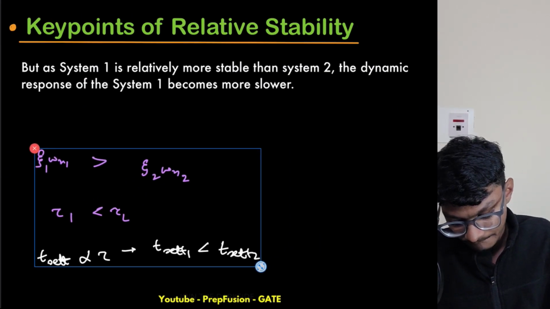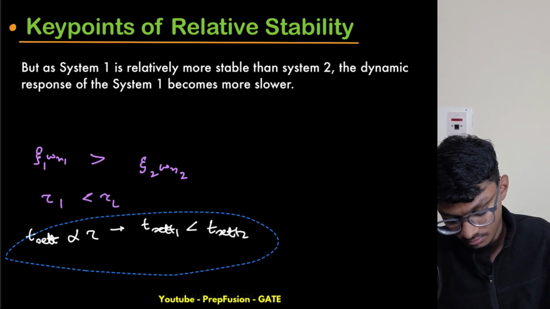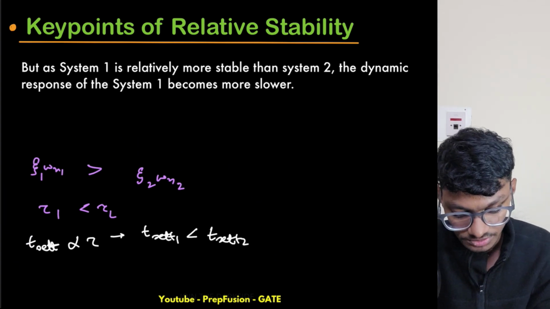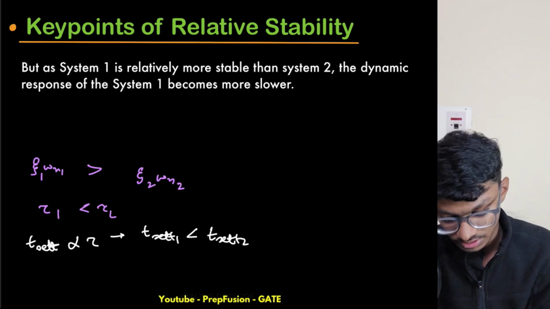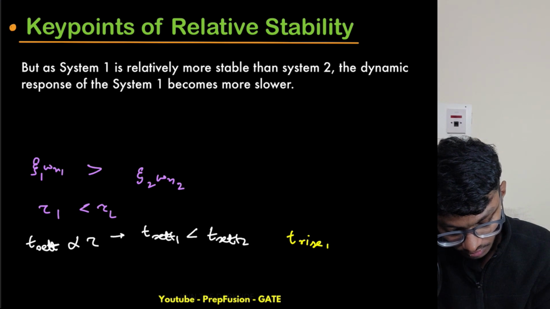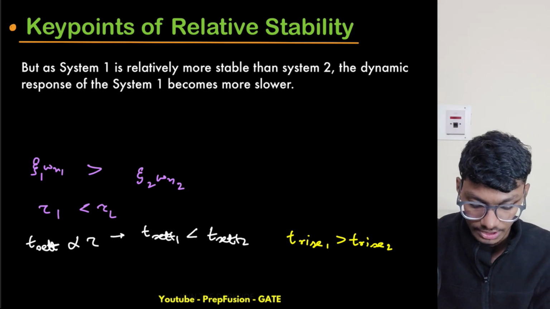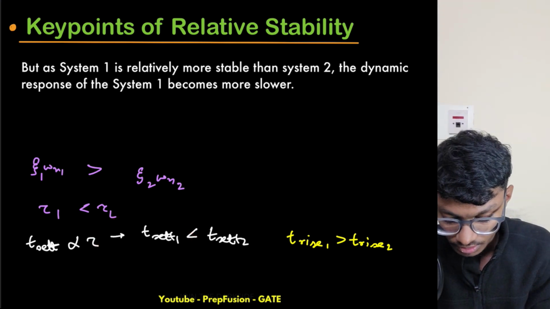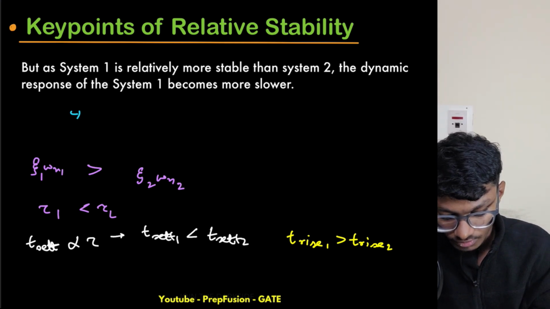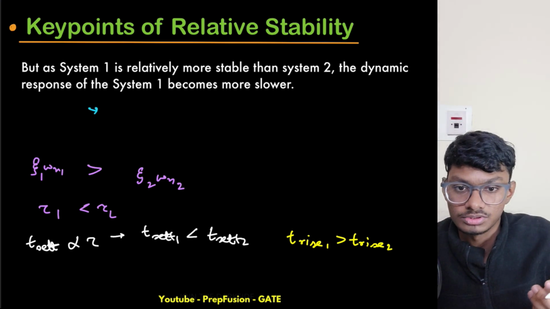Okay, so basically the t rise, I'm just giving you a brief approximation. The t rise of 1 will be greater than the t rise of 2. Okay, this is for sure, but it will settle first. System 2 will have much faster dynamic response, and this does help, right?